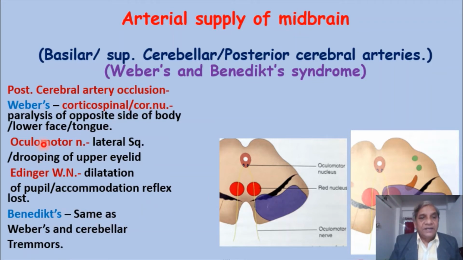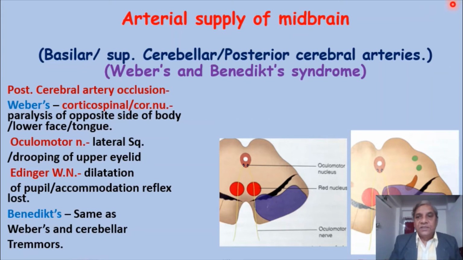So besides the Weber syndrome symptoms, there will be one more: cerebellar tremors will be seen, because of the involvement of the red nucleus. So these are the two clinical conditions associated with occlusion of the arteries supplying the midbrain, from the posterior cerebral arteries or superior cerebellar arteries.